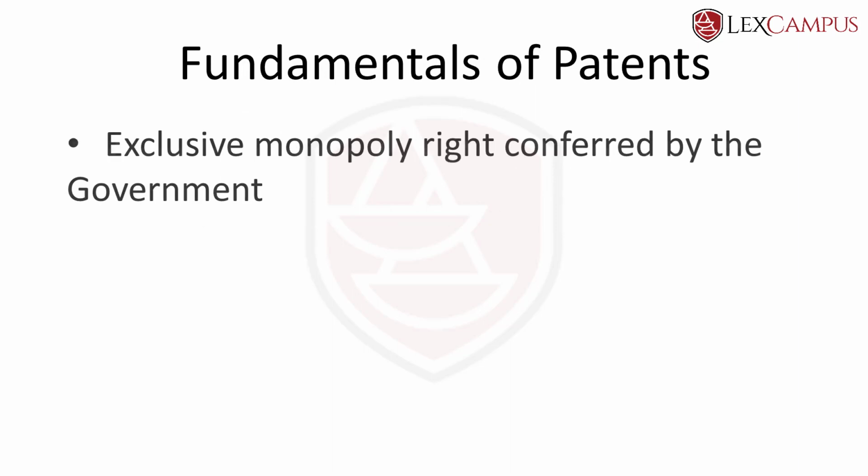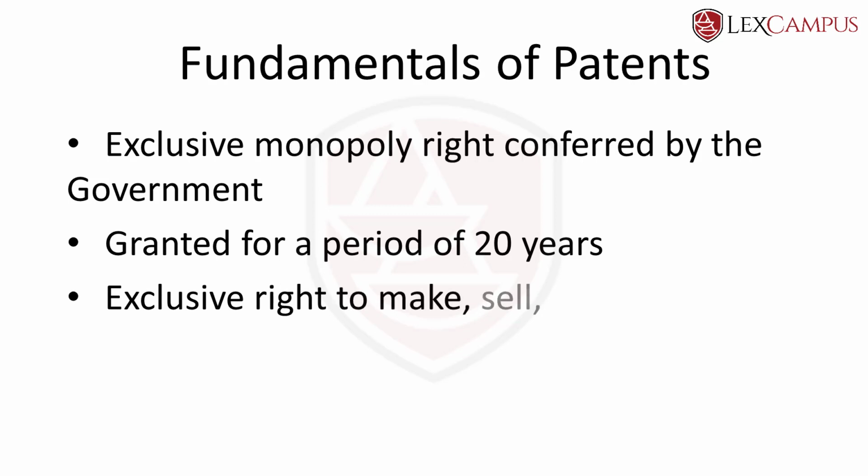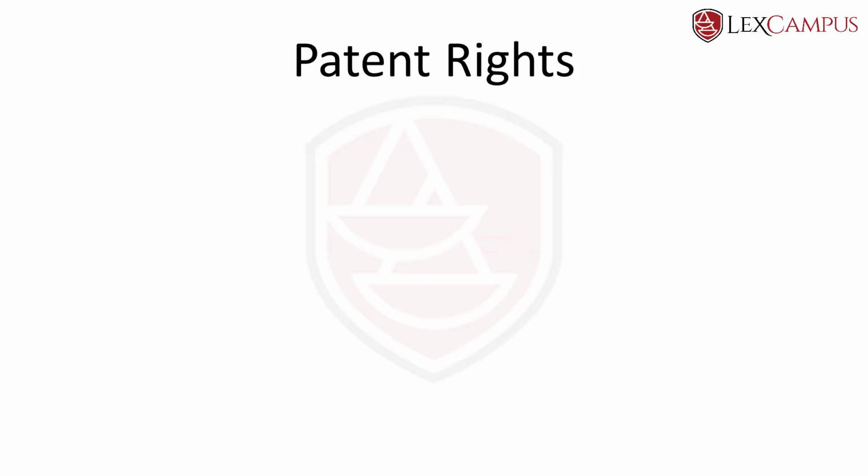Patents offer an exclusive monopoly right. This right is conferred by the government and it is for a period of 20 years from the date of application. The exclusive right pertains to the right to make, sell, use, offer for sale or import the invention. In the case of patent rights, you need to go through a process of registration.